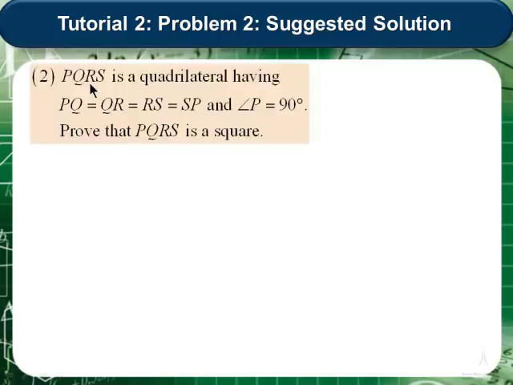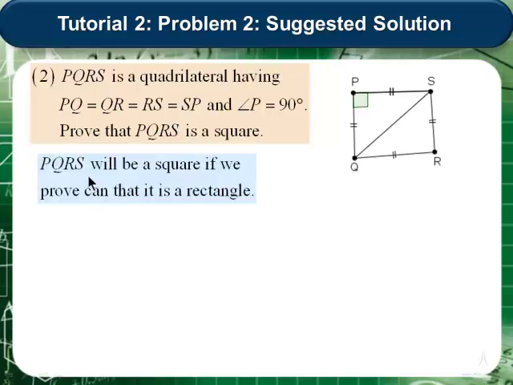Let us look at the suggested solution to the second problem of tutorial 2. Here we are given a quadrilateral PQRS with all four sides equal to each other and angle P equals 90 degrees. We need to prove that PQRS is a square. Now remember, PQRS will be a square if we can prove that it's a rectangle, because a square is defined as a rectangle with one of the angles 90 degrees.